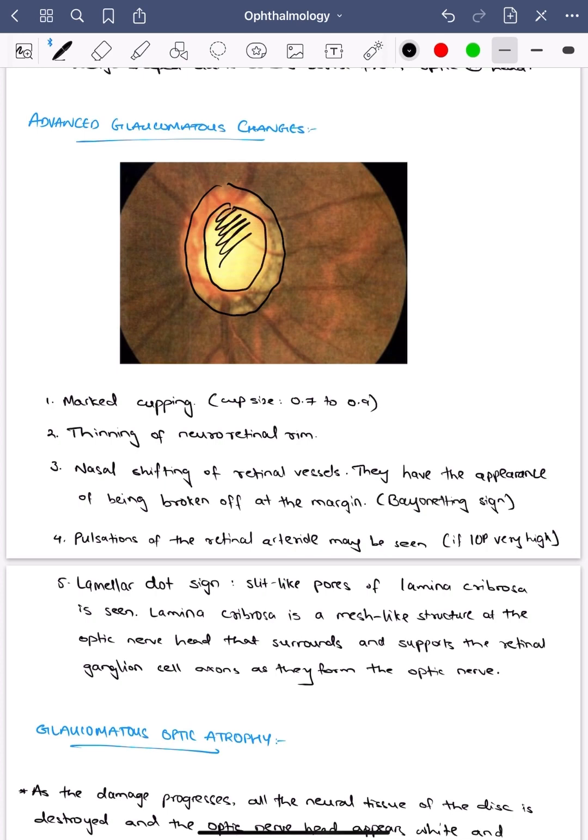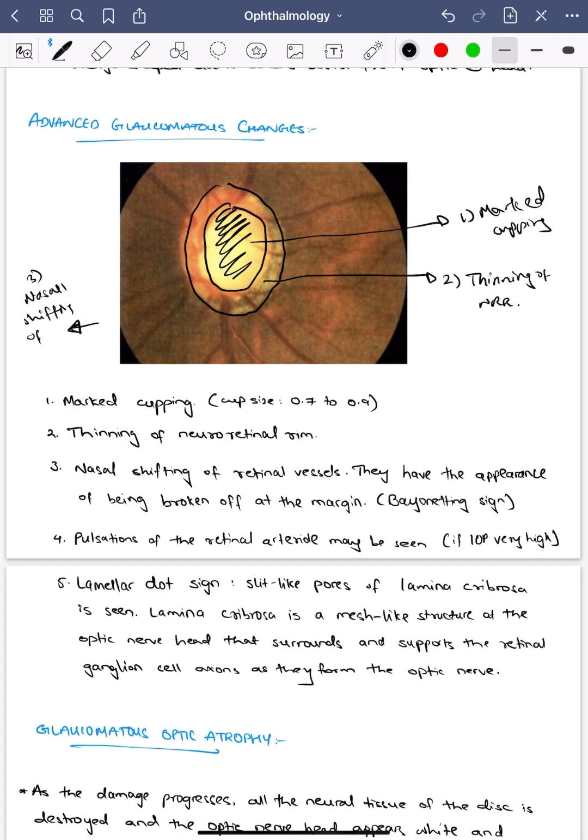Okay, the first is marked cupping, and because of marked cupping there is thinning of the neuroretinal rim. Now the third is there is a nasal shifting of the retinal vessels. Now they appear as though they are being broken off at the margins.